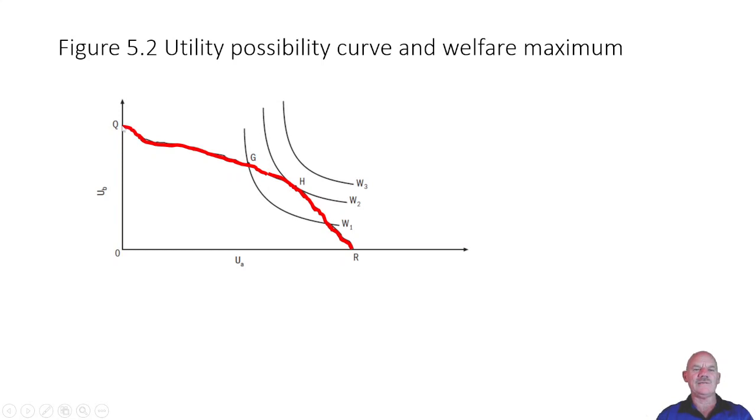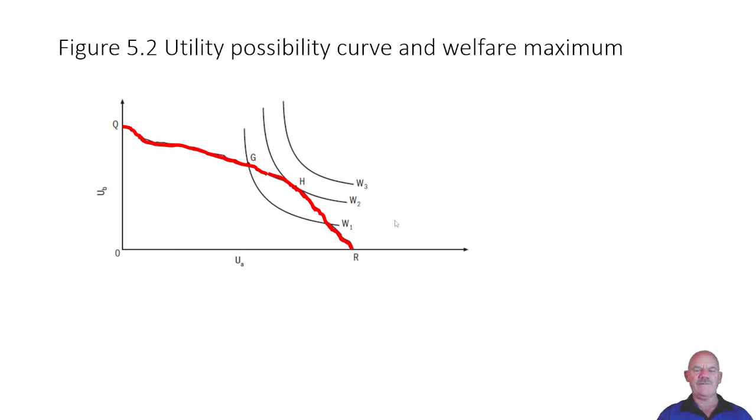Point Q, for example, is where person B has all the utility and A has nothing. Point R is where person A has everything and B has nothing, and then there are combinations of the two. One combination is G, where the utility of A is read off from the horizontal and the utility of B is read off from the vertical, as opposed to H, where A has more and B has less, but they go onto a higher welfare function.